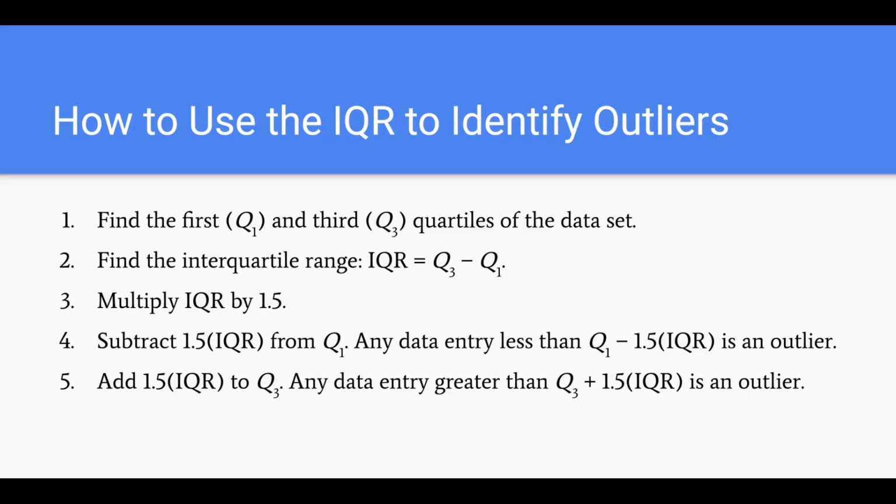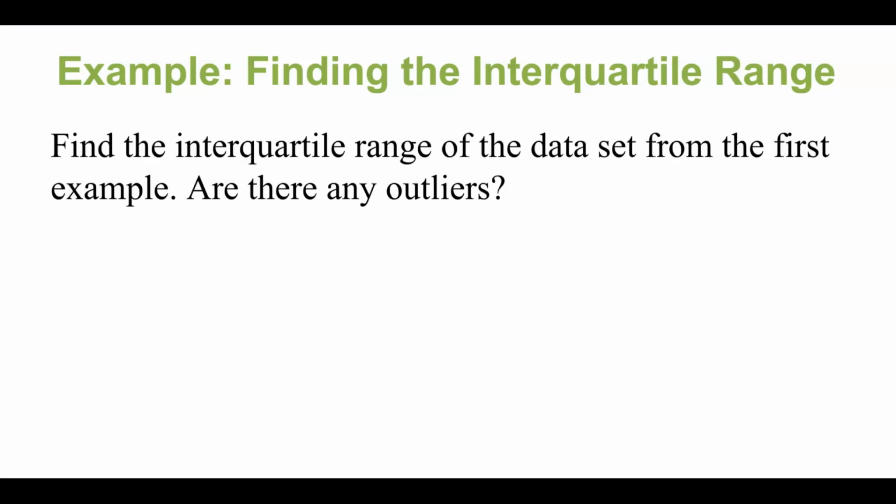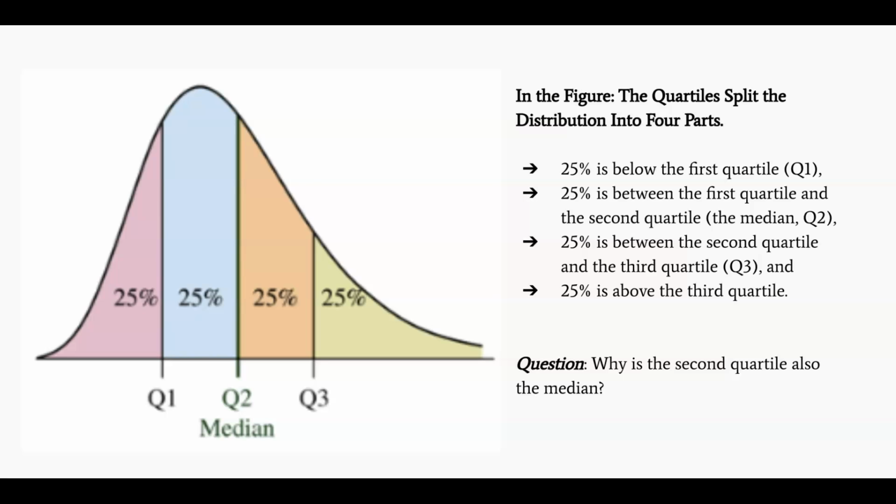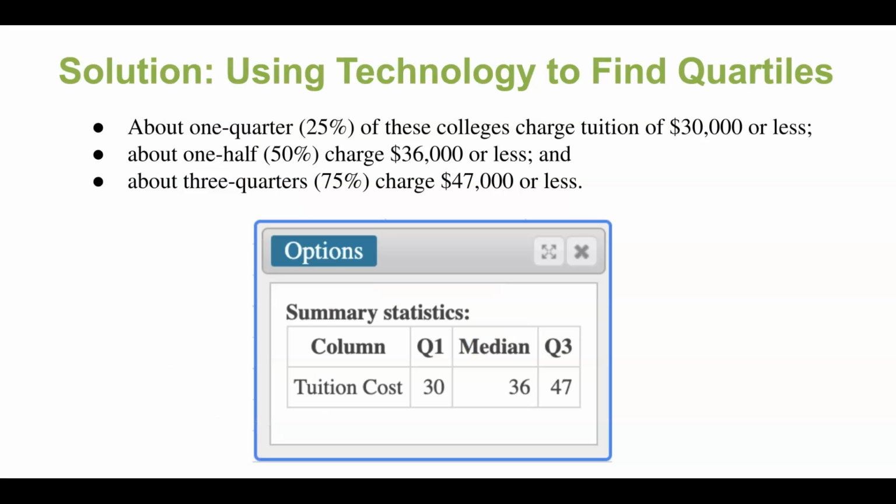I know this is a video, so you can stop anytime, but I'm going to go ahead and show you one example. Find the interquartile range of the data set from the first example. Are there any outliers? The previous example was the tuition cost. We can just do the IQR right here: Q3 minus Q1, 47 minus 30, which is 17. The IQR is 17. But I wanted to show you that we can find IQR on StatCrunch too.